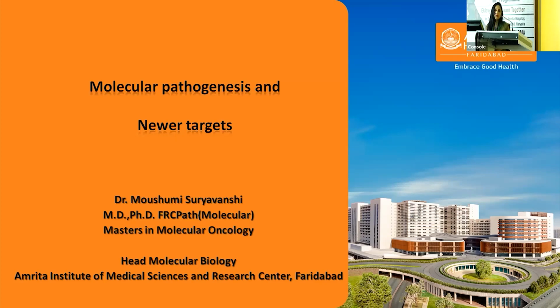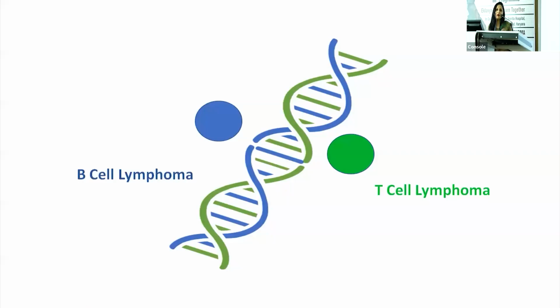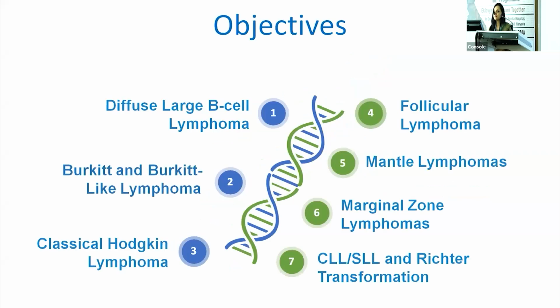Of course, my topic is molecular pathogenesis and newer targets, but I will be talking more about molecular pathogenesis and leave the molecular targets to my clinical colleagues, though I will touch on a few of them. Okay, so I'll make it very simple. I'll be talking about the molecular aspects of B cell lymphoma and T cell lymphoma. In B cell lymphoma, I will be covering all these lymphomas mainly with some subtypes. So starting with diffuse large B cell lymphoma.